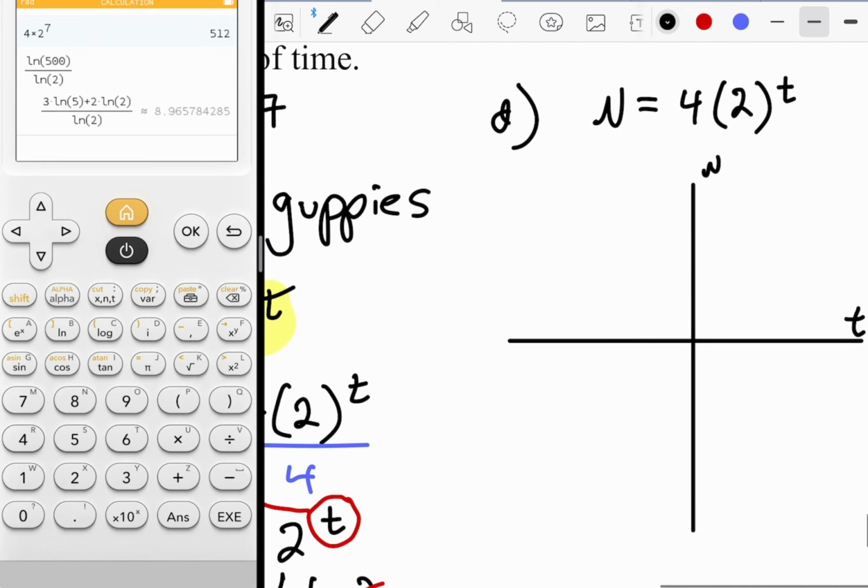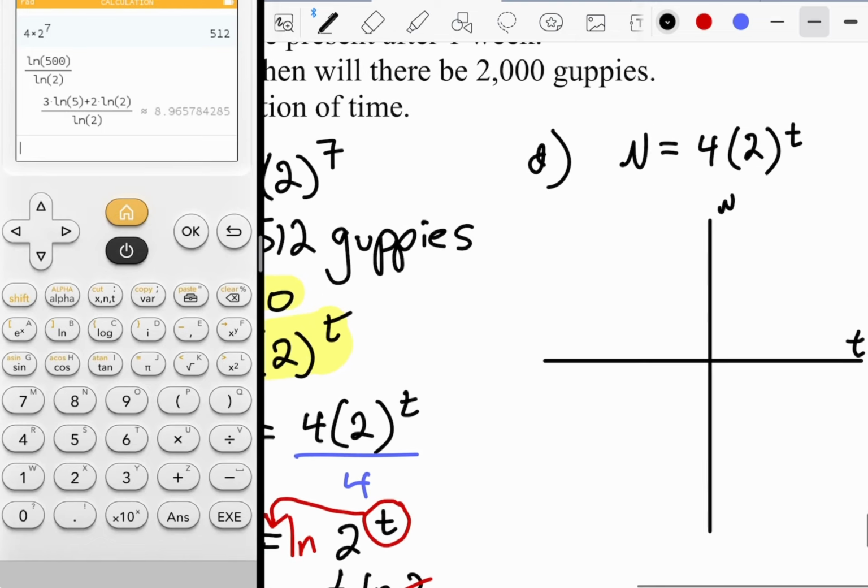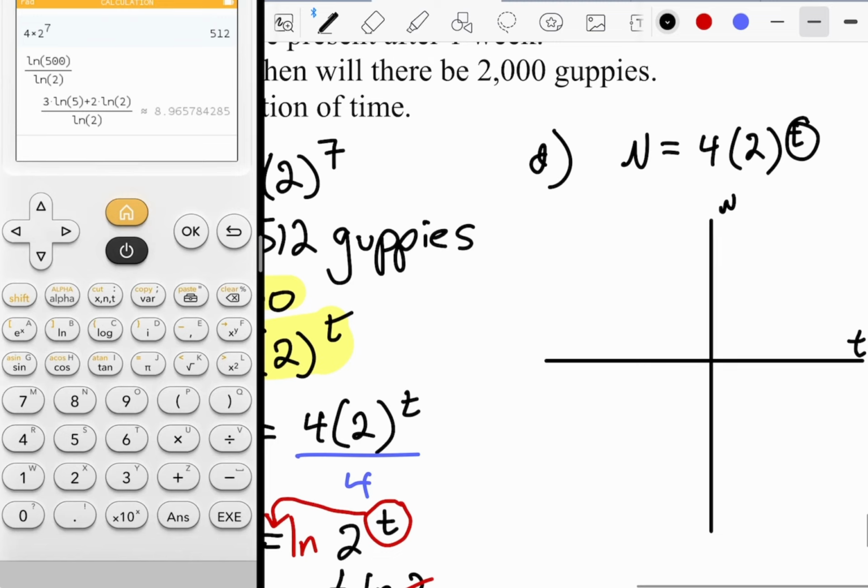We can just plug in some test values, or you could type it in as a graph and plot some points. Either way is fine. So if I put in a t value of 0, 2 to the 0th power would be 1, times 4 is 4. It's increasing, so we know it's going to look like this.